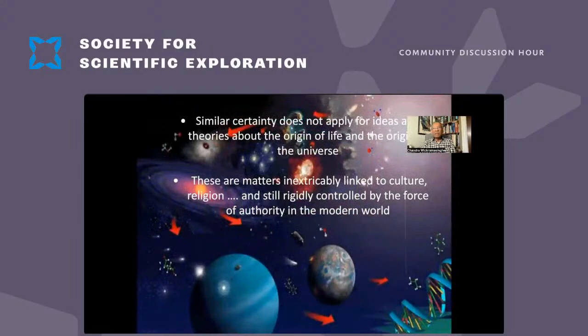But similar certainty does not apply for ideas or theories about the origin of life and the origin of the universe. These are matters, as I said earlier, that are inextricably linked to culture and religion, and are still, unfortunately, rigidly controlled by the force of authority in the modern world. And the force of authority means institutions, universities, teaching systems, and perhaps most importantly, the academies, like the Royal Society, the French Academy of Science, and so on. And these started in the early stages of the European Enlightenment.